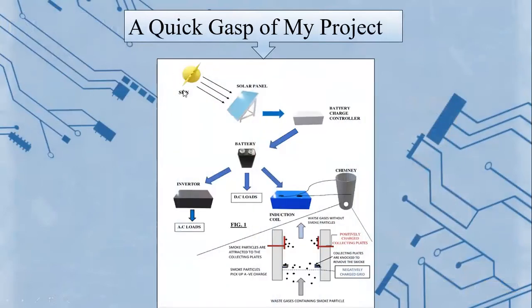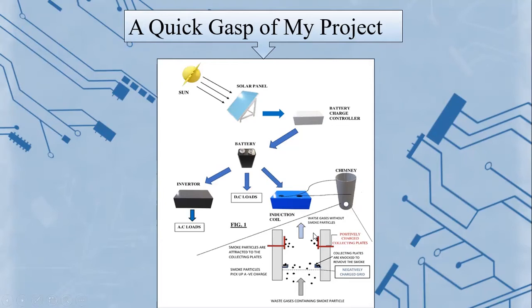Here, I have used solar panels to extract the sun's energy, and then I have transferred it to the battery charge controller, from where I have stored the energy in a battery. Now from the battery, I have transferred the energy to three sources. First, inverters for the production of AC load. Second, directly the DC load. And third, the induction coil. I have used the induction coil as the power supply for the chimney, which works on the principle of an electrostatic precipitator, from which smoke-free air is produced, which is the main motto of my project.